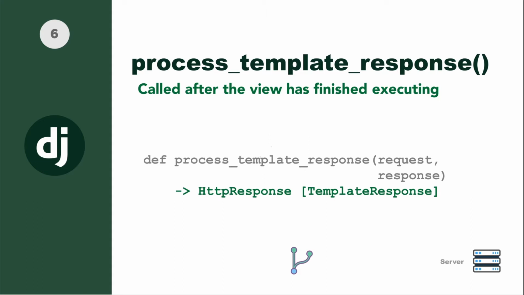The signature for the process template response has a request and a response. The response in this case is a template response, and the return we are expecting from the process template response is the HTTP response. Okay, now let's go to the demo and demonstrate how we can implement the process template response in our async middleware. I'll see you in the demo.